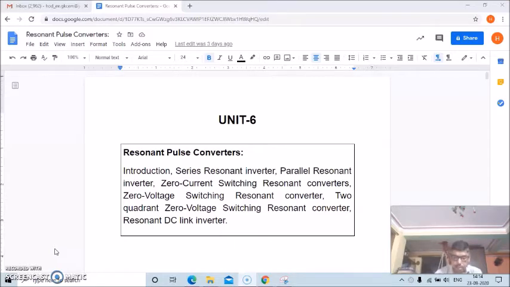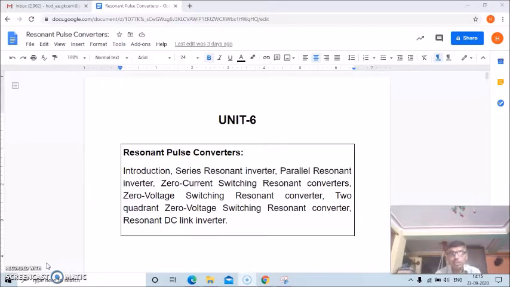In our last class of power electronics, we covered the performance parameters of inverters, voltage control of inverters, and harmonic reduction in output voltage of inverters. So today we'll start a new unit, unit 6, and this unit will discuss resonant pulse converters.